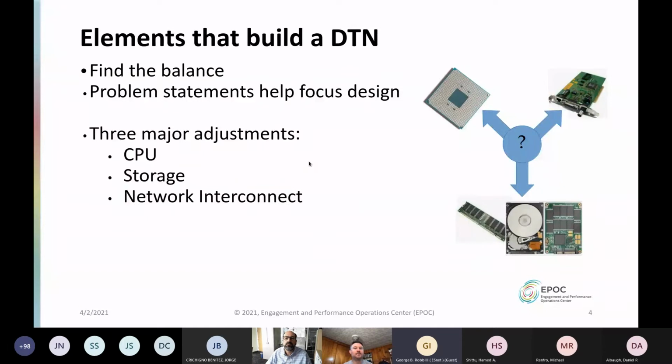What are the elements that make up a DTN? It's mostly a balancing game. We're trying to find the balance between 3 major adjustments. Think about the triangle. You can have cheap, fast, or good. This is a similar situation, we have 3 major adjustments: CPU, storage, and the network interconnect.